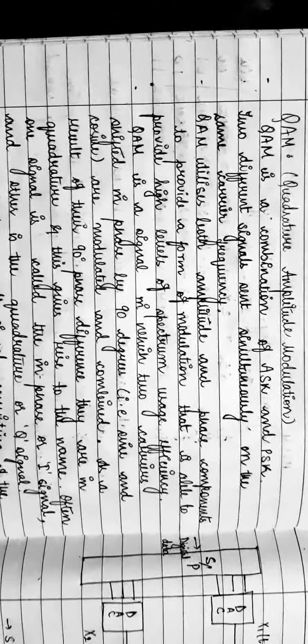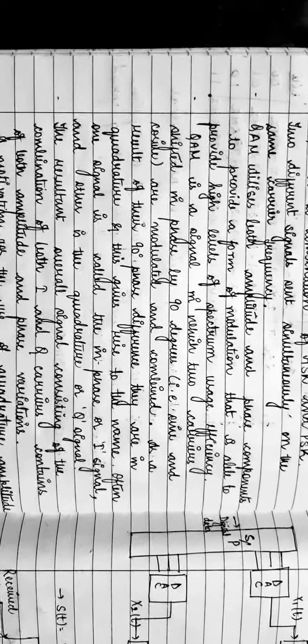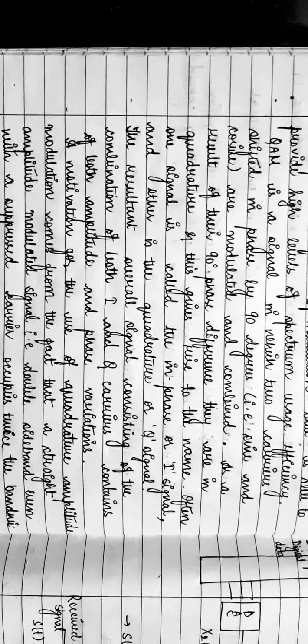So basically, in a QAM signal the two carriers are shifted in phase by 90 degrees, that could be in the sine form and cosine form. So here we will be using the quadrature and in phase also. The overall resultant signal consists of the combination of both I and Q, that is the in phase and quadrature carriers, which contains both amplitude and phase variations.